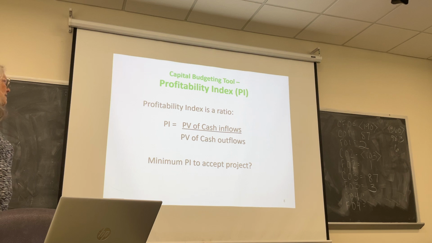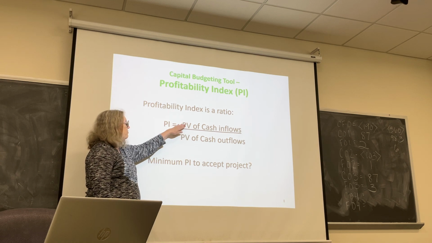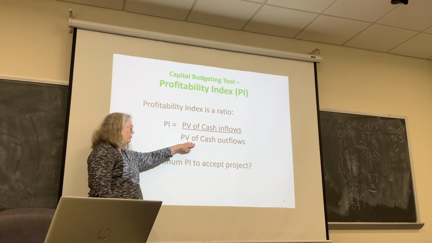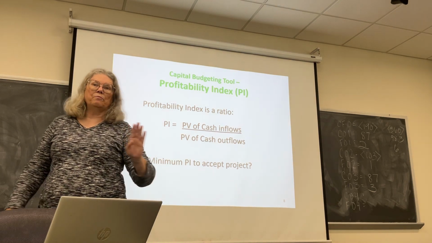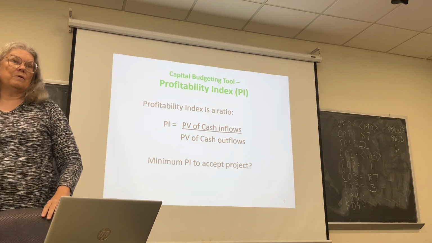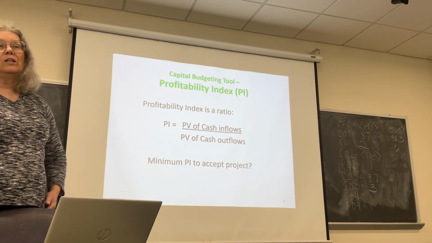The profitability index is related to NPV, but it's a ratio. The present value of the inflows over the present value of the outflows. So a PI of 1 says that we're just at break even on a present value basis. So we want the PI to be greater than 1.